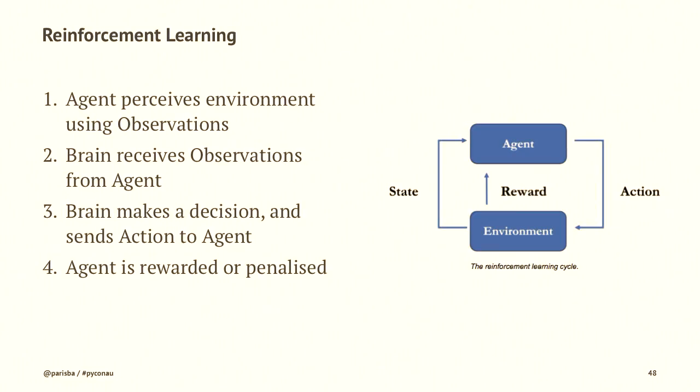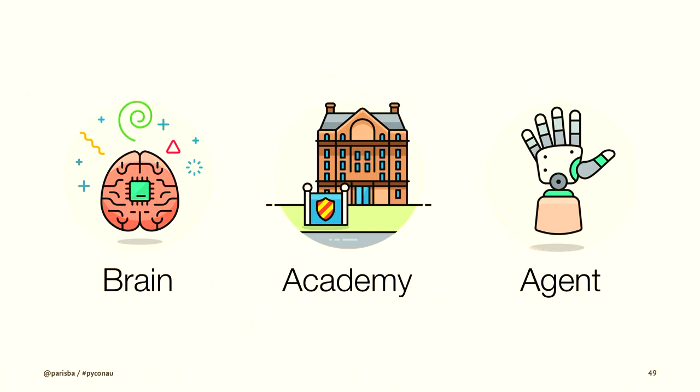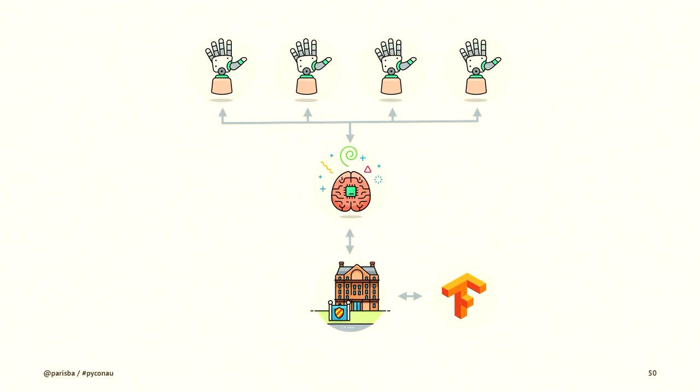The cycle is basically the agent perceives the environment using observations. The brain receives those observations from the agent. The brain makes a decision and sends it to the agent. The agent is rewarded or penalized based on what's going on. Pretty straightforward. So these pictures are nice, but if we put this into practice, it will hopefully make a bit more sense. A typical setup might look a bit like this.